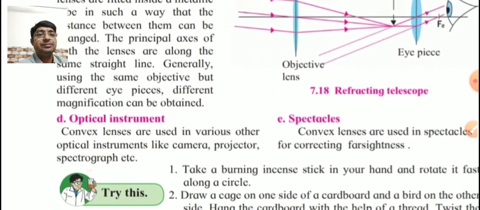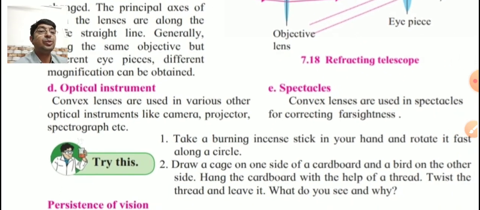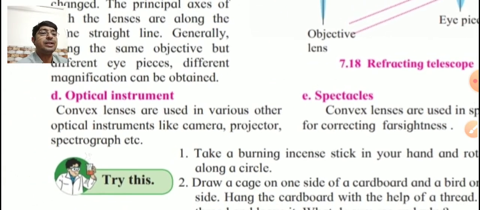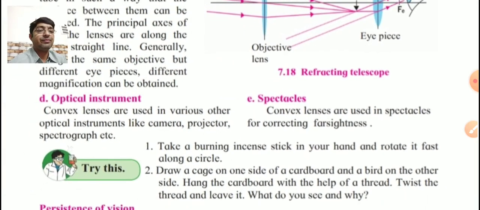Next one, optical instruments. Fourth use of convex lens. Convex lenses are used in various other optical instruments like a camera, projector, spectrograph, etc. And one more use is given, that is spectacles. Convex lenses are used in spectacles for correcting farsightedness, that is hypermetropia.